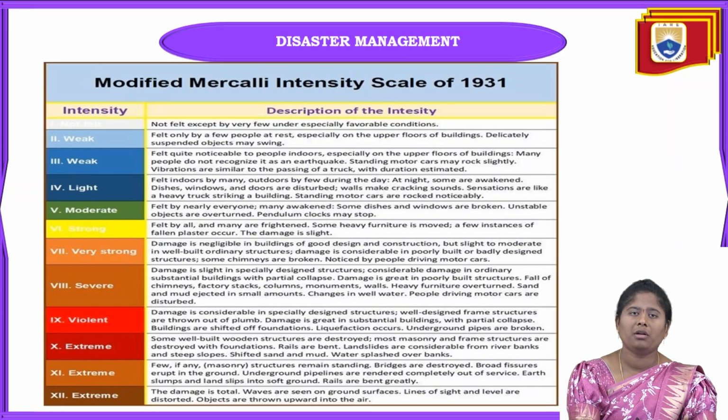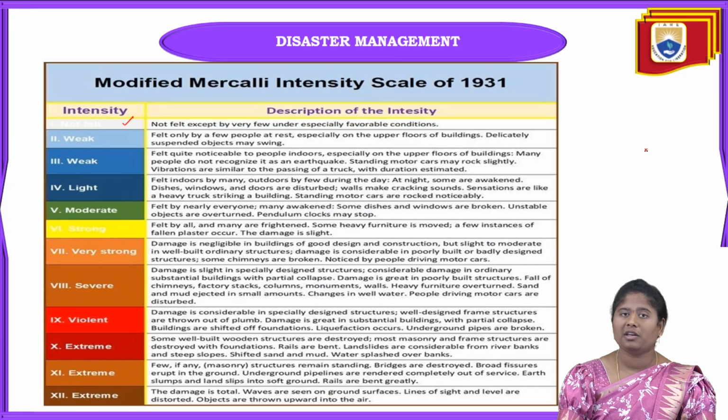From Roman numeral 1, the intensity name is not felt. The description of this intensity is that it is not felt under any conditions. Unknowingly, people don't know that any earthquake has occurred at intensity 1. Next one is weak. Roman numeral 2 is weak, and 3 is also weak.